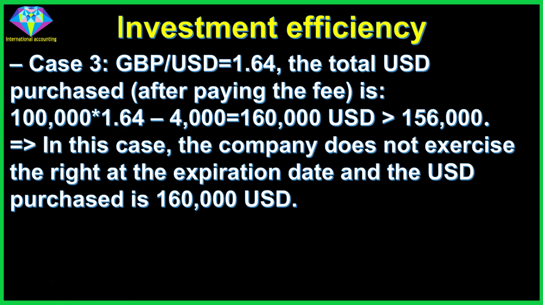Case 3. GBP over USD equals 1.64. The total USD purchased, after paying the fee, is 100,000 multiplied by 1.64 minus 4,000 equals 160,000 United States dollars, more than 156,000. In this case, the company does not exercise the right at the expiration date and the USD purchased is 160,000 United States dollars.